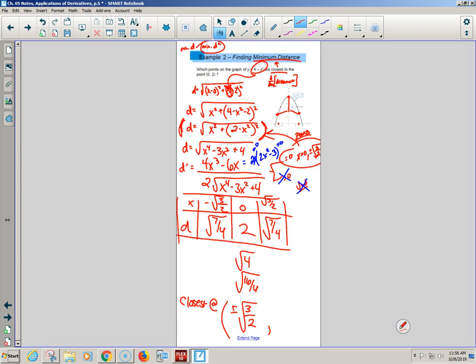Wait a minute, I don't want the d. I can't plug in this guy. How do I find the y? Oh, that's right. y equals 4 minus x squared. So this guy squared is going to be 3 halves. 8 halves minus 3 halves is 5 halves.